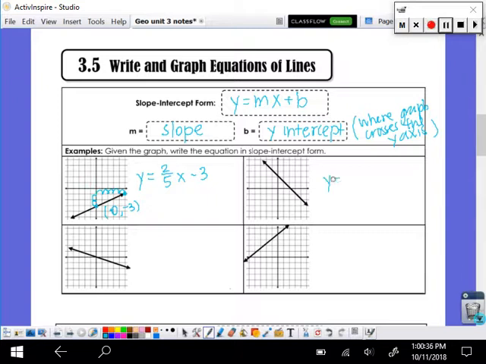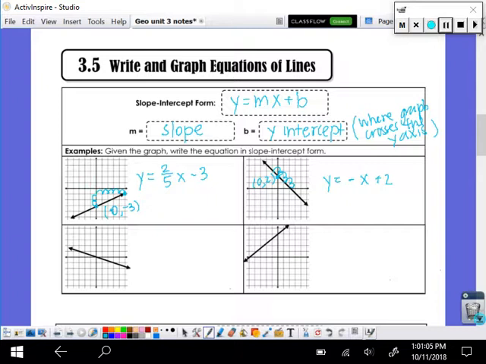Y equals, let's find the slope. It looks like we're just going up 1 and over 1, up 1 and over 1, but do notice that is a negative slope, that we will have -1x, or just minus x. And now we need our y-intercept, so that's going to be 0, 2. So y equals -x plus 2 would be that equation of a line.